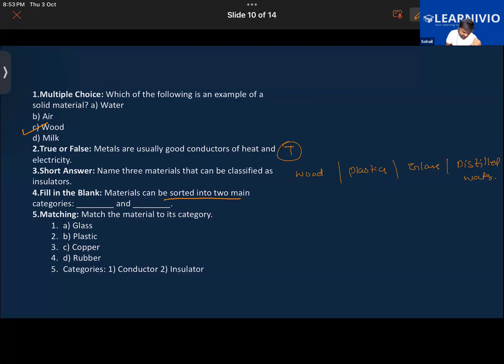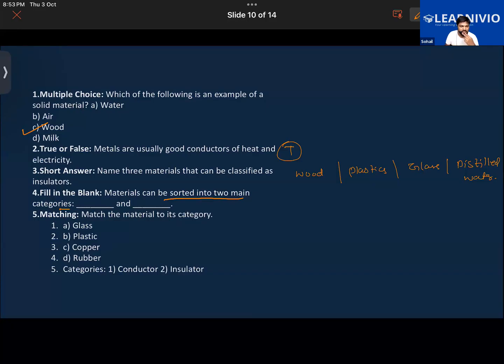Materials can be sorted into two main categories. Not on the basis of shape and size. Let's say based on their hardness, for example. Based on their hardness, how can they be categorized? Soft material and hard material.